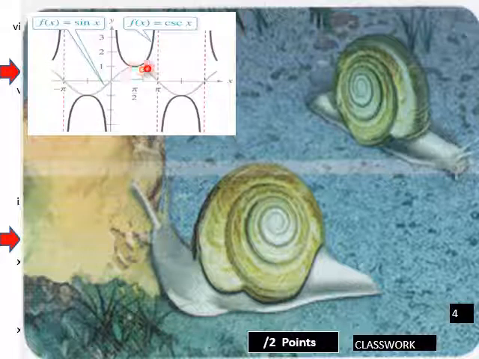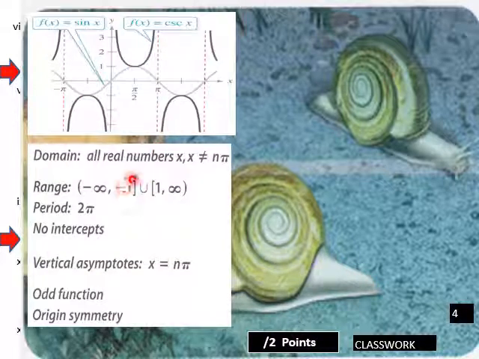And so here we are again with our cosecant graph. The domain is all reals. The range is negative infinity to negative 1, with the union of 1 to infinity. So we have a range that's limited: you have no range between negative 1 and 1. The period here is 2 pi. There are no intercepts. The vertical asymptotes are x equals n pi. It's an odd function, symmetric to the origin.